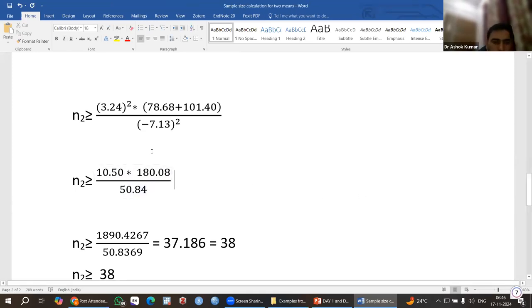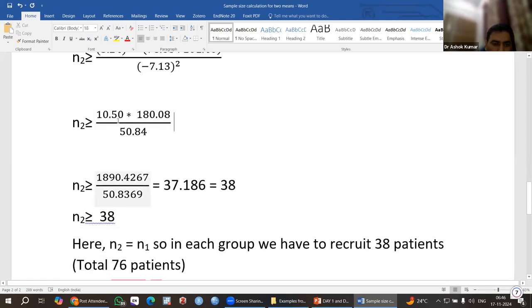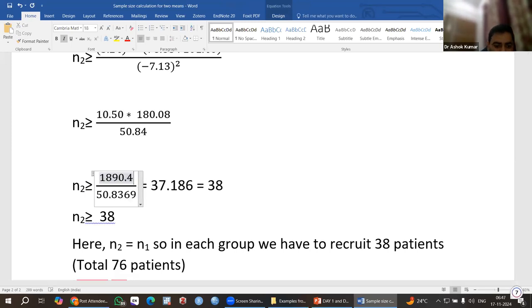So you can understand this. 3.24 squared is 10.50. When we add these two things, it comes like this. And this is the square of 7.13, or minus 7.13, which is 50.84. Then we have to multiply these two things. Then this will come, and again I can write it down here.